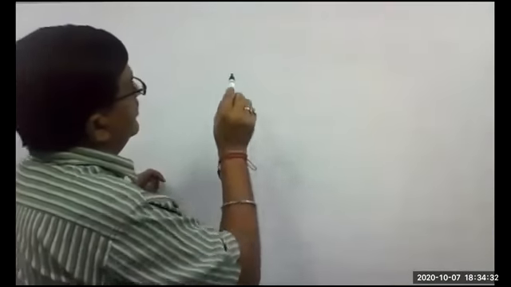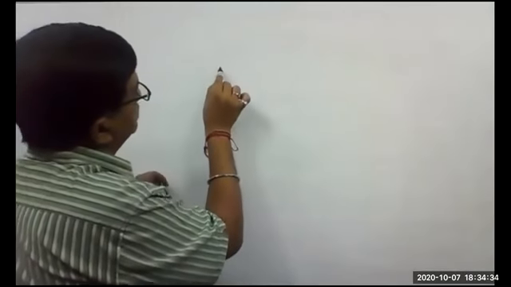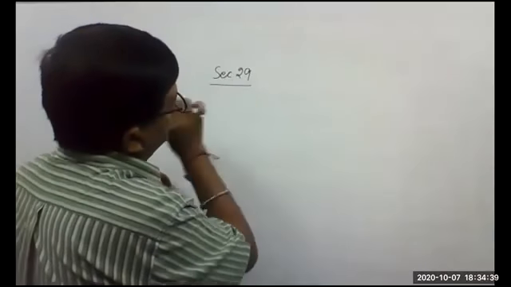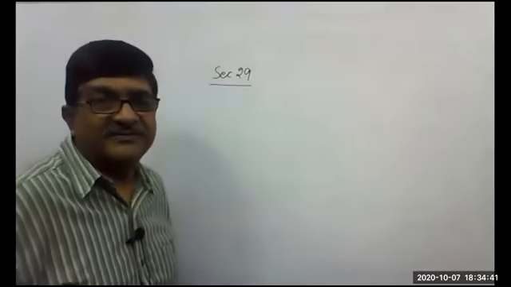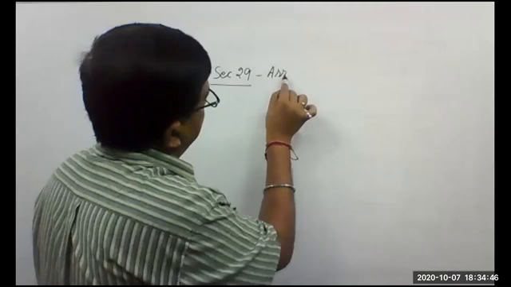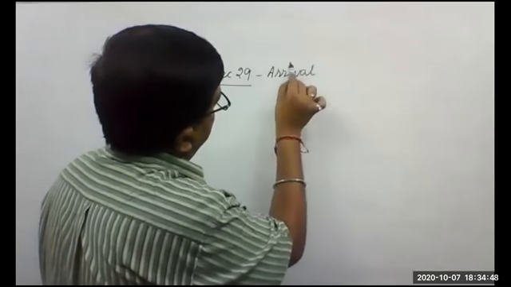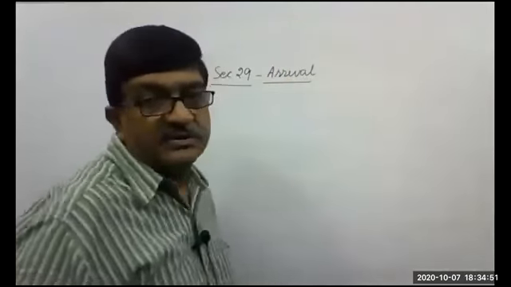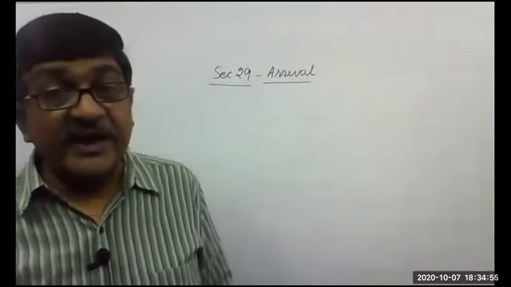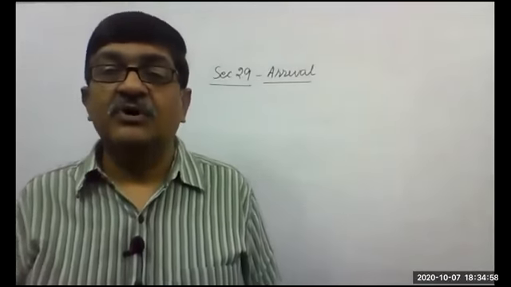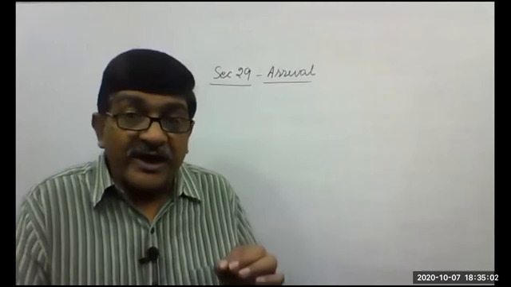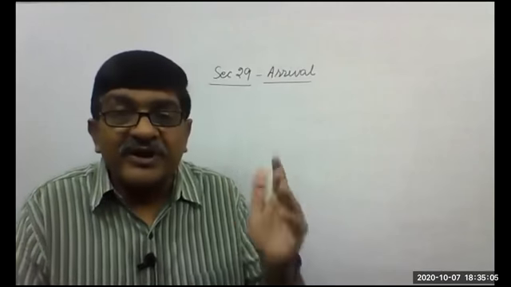So right now we are going on section 29. This is about arrival. This is any vessel or aircraft coming to India, certainly from a place outside India.